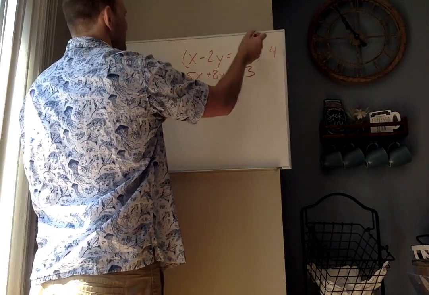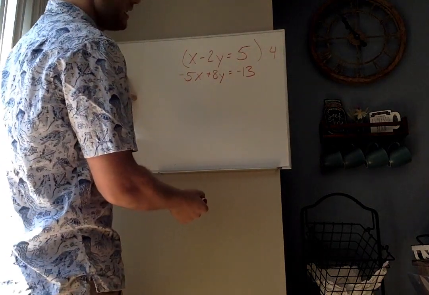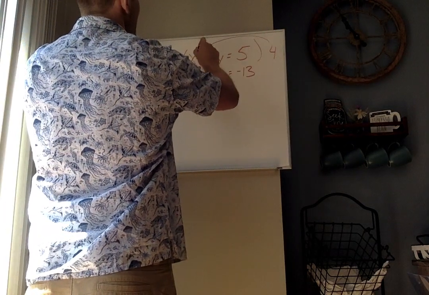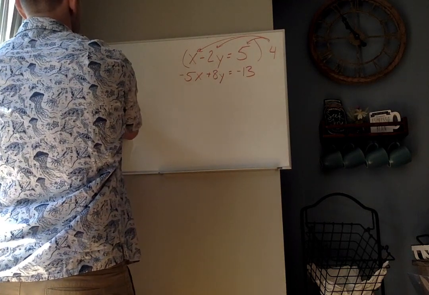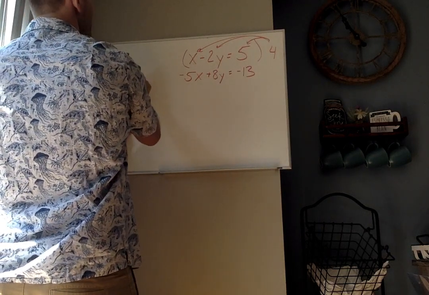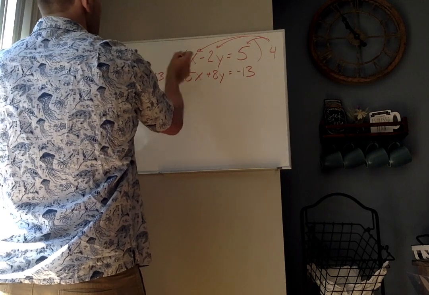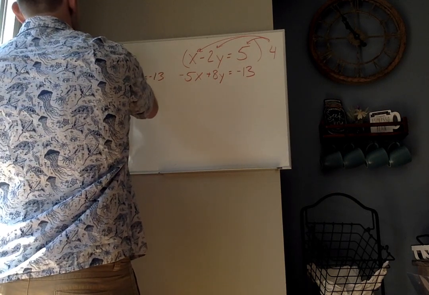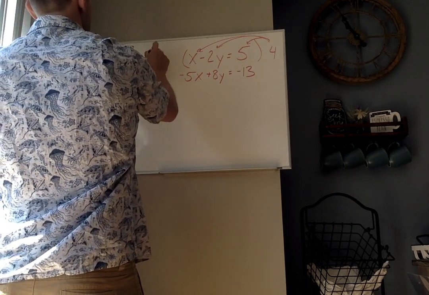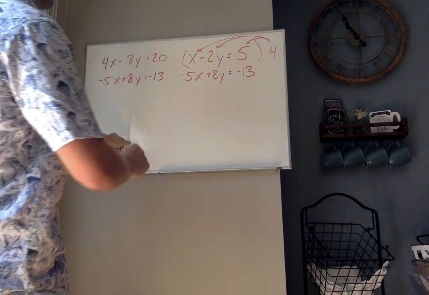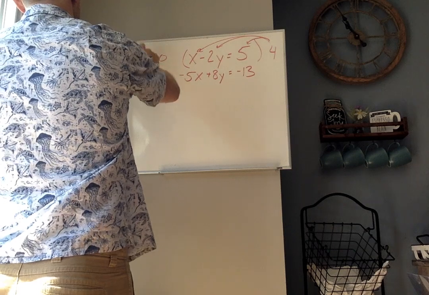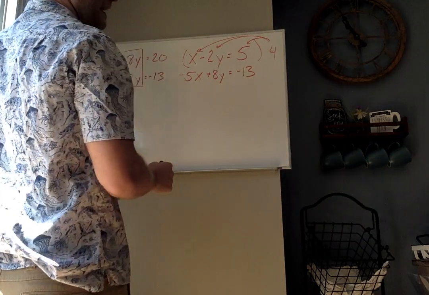Now, I just put it there because I'm running out of room. So I have some room over here, so I'm just going to rewrite my problem over here. Okay, so that one's just negative 5x plus 8y equals negative 13. And this one becomes 4x minus 8y equals 20. Now my y's are the same. All right, by the same I mean they're both 8s.